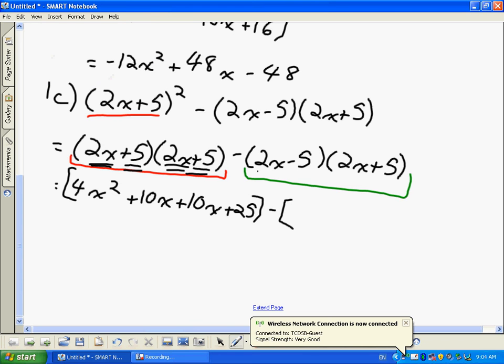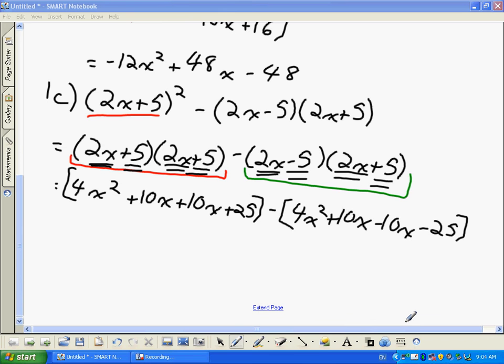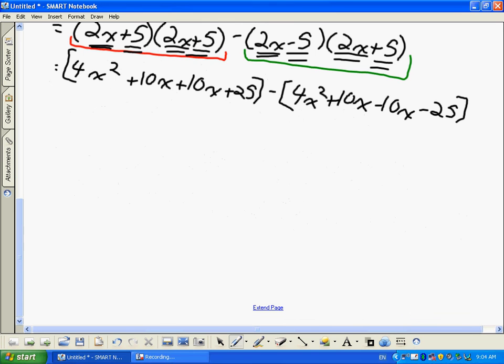Next, exact same idea. When we FOIL, 4x squared, positive 10x. This one becomes negative 10x, and this becomes negative 25. So up to this point, it's pretty straightforward. It's just like the two previous questions we've done. We FOILed all the terms. Now, like I said before, think of it as two separate terms. Here's our first one. Here's our second one. I need to get rid of the brackets so I can combine everything.